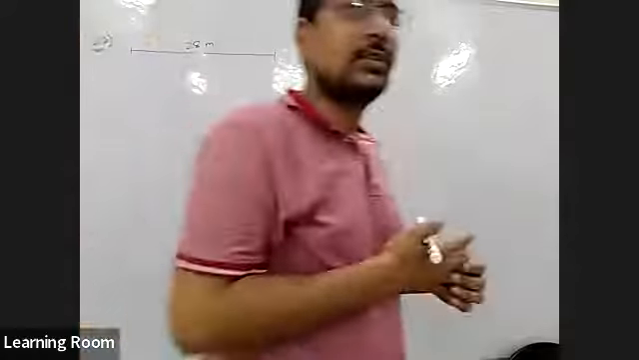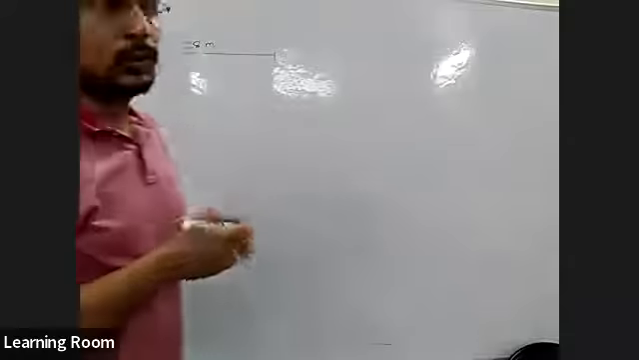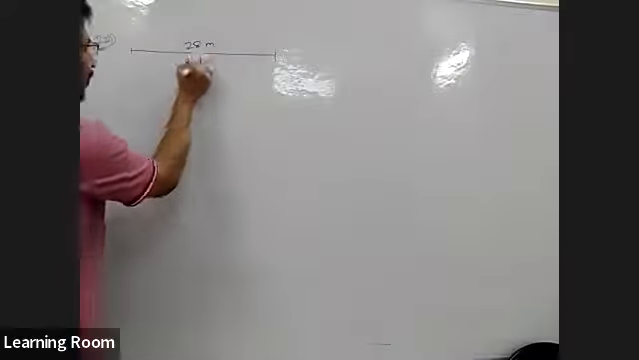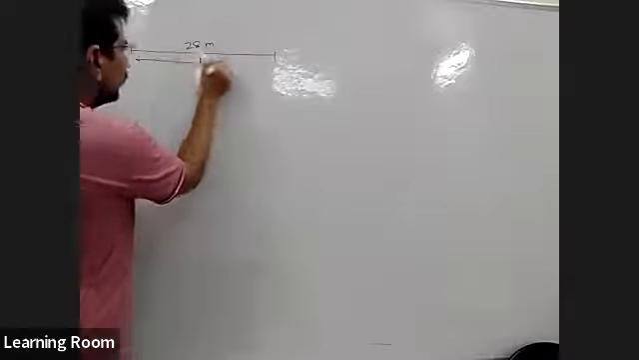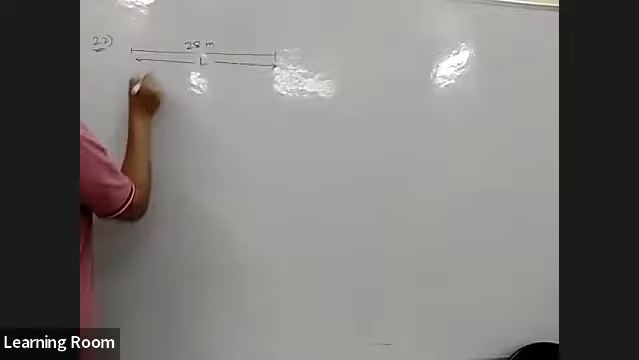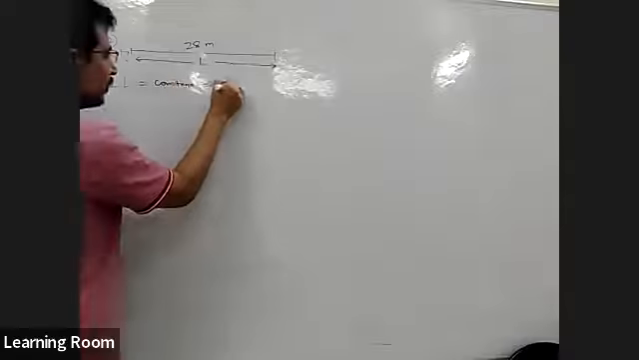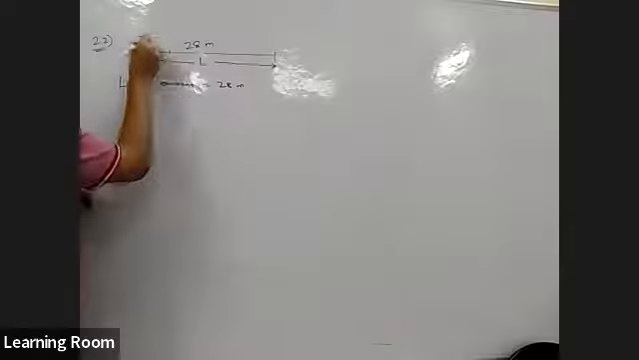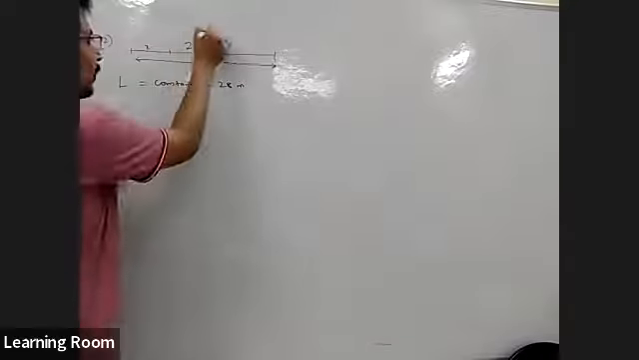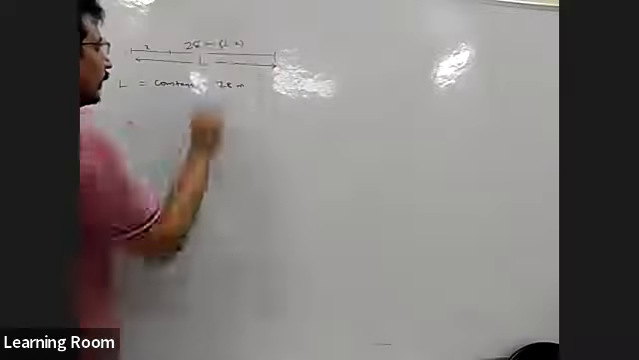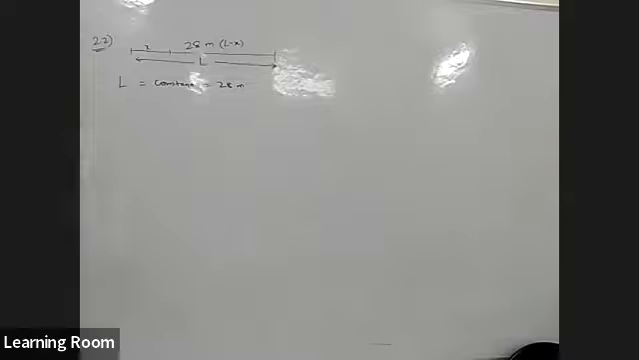So what is given here? What is fixed? It's the length of the wire that is fixed. So L is a constant, and this value is 28 meter. Now you have to break it into two parts, where one of the parts will be x and the other part will be L minus x, or 28 minus x for that matter.